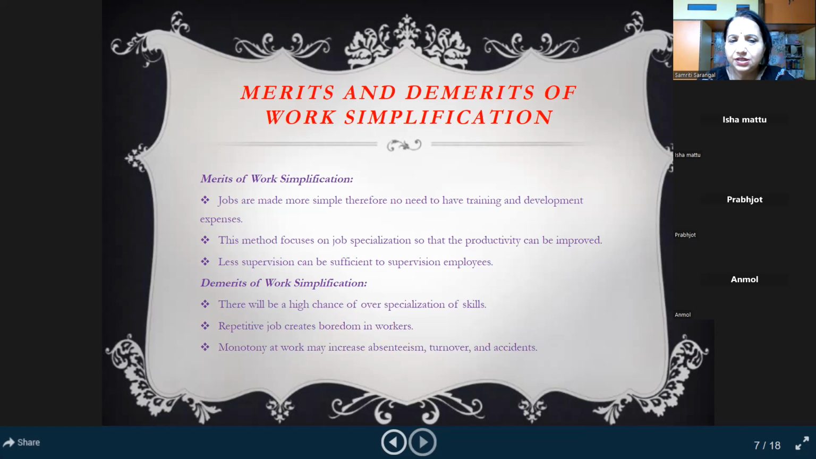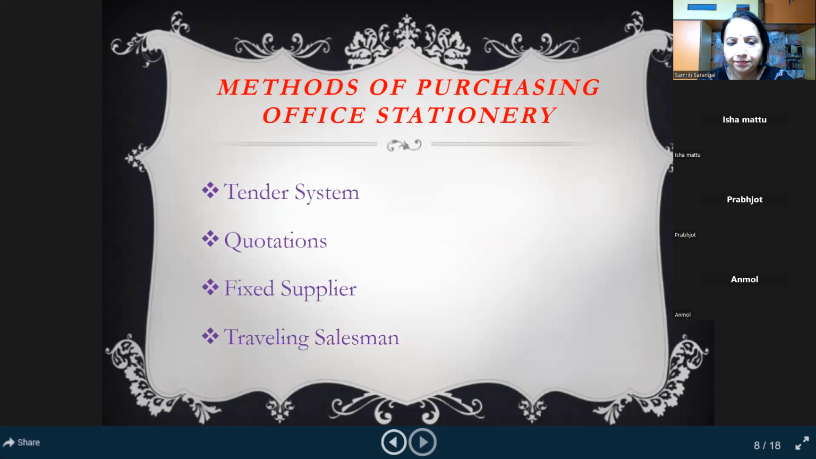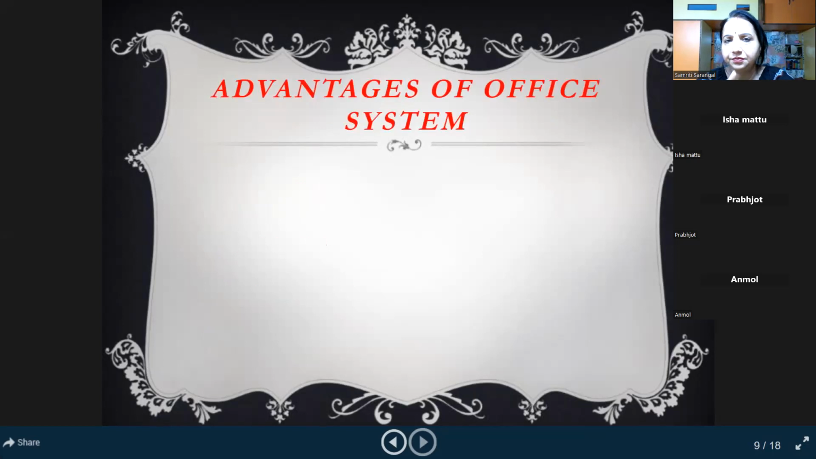So these are some of the points that you should see that it should be there. And then methods of purchasing office stationery, this is not part of your particular system. आपके लिए ये नहीं है. ठीक है, so this is somehow an upgraded version of this that you need not go through.